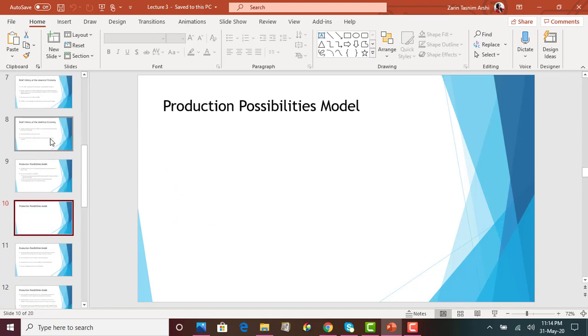So let me draw a PPF so you understand how it looks, and then I will explain how it is very useful. The PPF itself, the production possibility model or production possibility frontier, gives us a lot of information, and it may be very helpful to understand, especially from the business side and the economy. So let me draw a graph and then try to explain.